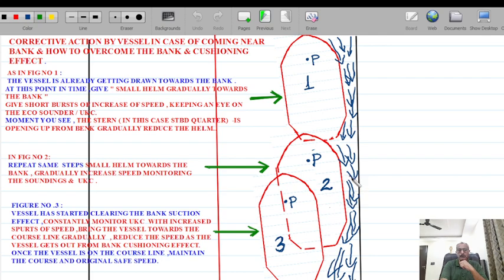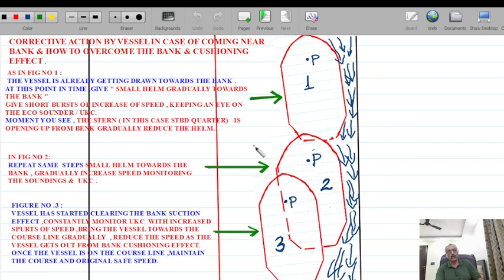The velocity of water in figure number 3 has reduced with respect to figure number 2, because in figure number 1 water pressure was low and the velocity of the water was high. In figure number 2 water pressure had increased, giving a buffer. Velocity of water had subsequently reduced with respect to figure number 1. In figure number 3, the water pressure has increased considerably, and the velocity of water has reduced, which has caused a buffer. And at this point in time, once you find that you're getting away from the bank cushioning effect, give gradual helm and make a course to come gradually towards the center of the channel.